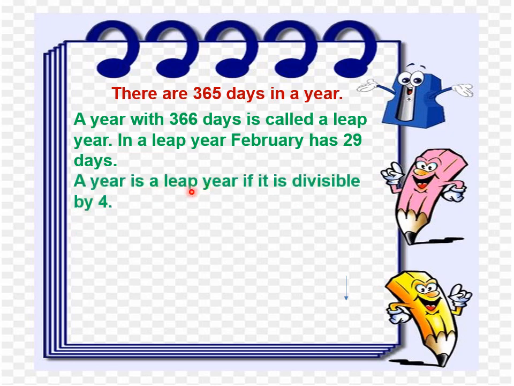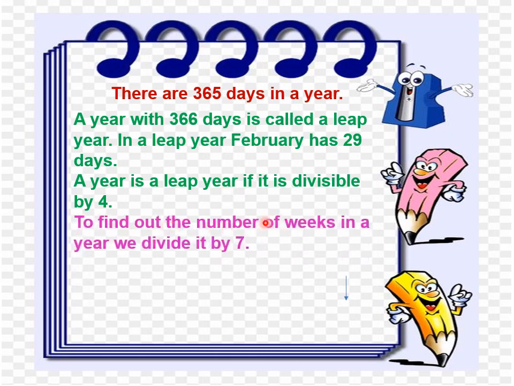A year is a leap year if it is divisible by 4. If the year is divisible by 4, that is, when we divide the year by 4 we get a remainder of 0, then the year is called a leap year.